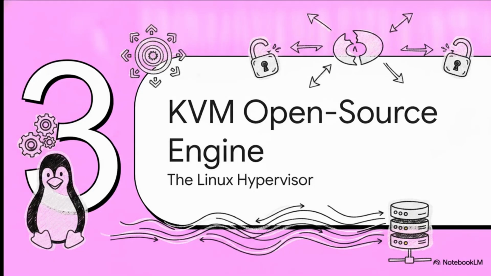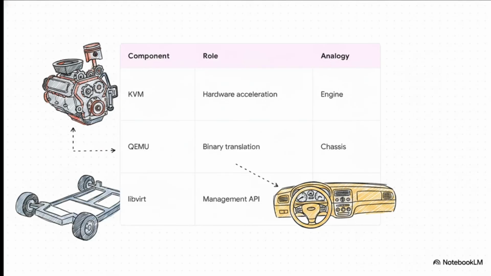Section 3. KVM, the open-source engine. Now let's shift gears away from Microsoft's proprietary world, jump into the open-source Linux ecosystem, and look at KVM. Now, KVM is not just a single program you run. It's actually a trio of tools working seamlessly together. Think of it kind of like a car. KVM itself, the kernel module, is the engine. It manages the heavy lifting of hardware acceleration.